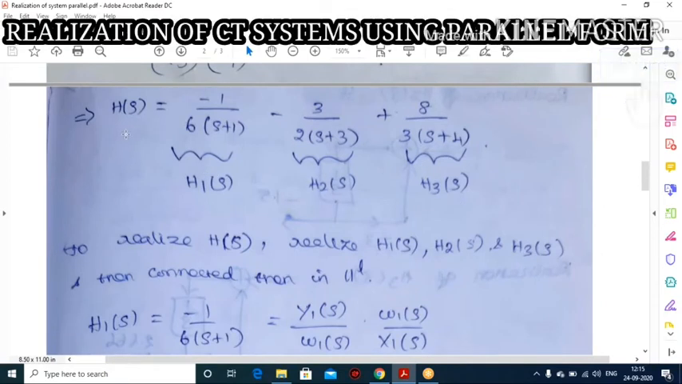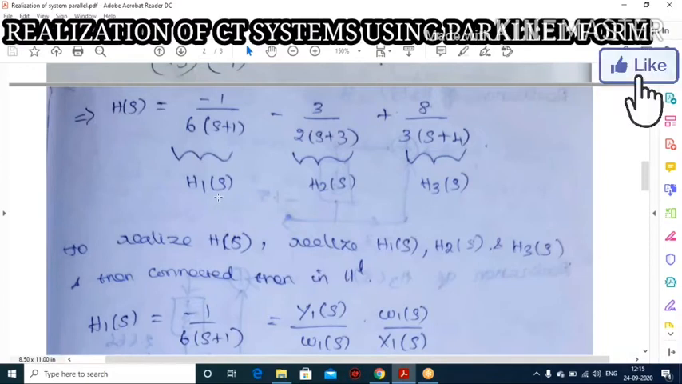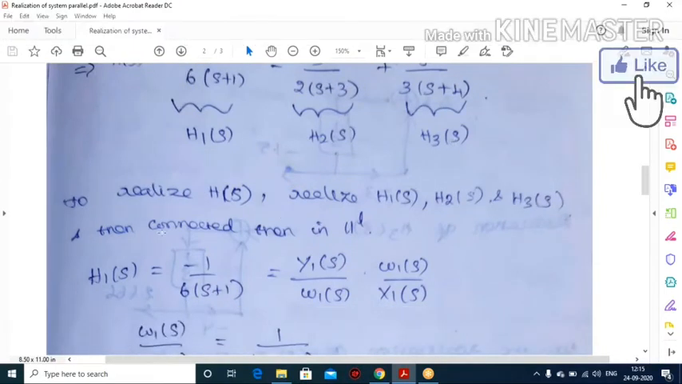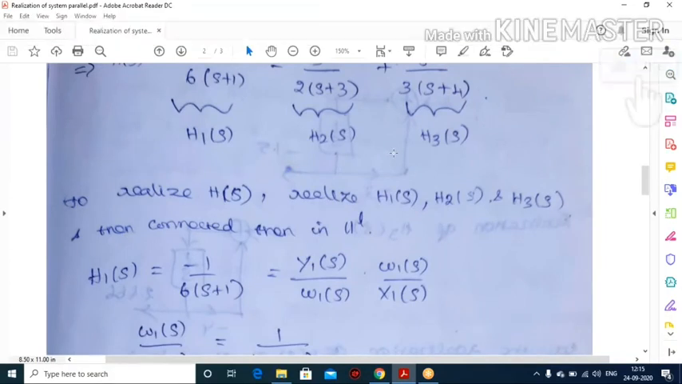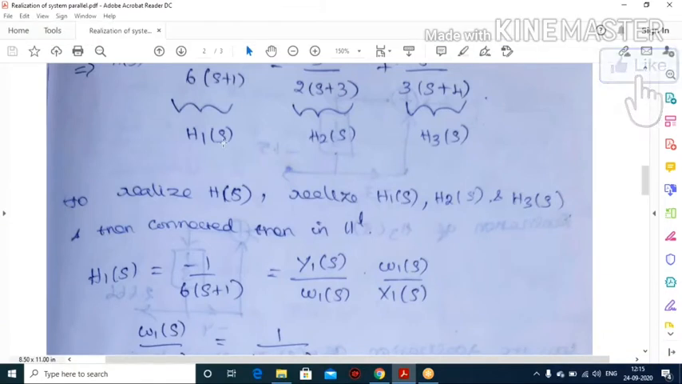So now our given system function, the original function, can be split up into 3 sub transfer functions, H1, H2 and H3. Now applying the direct form 2 method for each transfer function. Now you are going to realize your transfer function by using direct form 2.